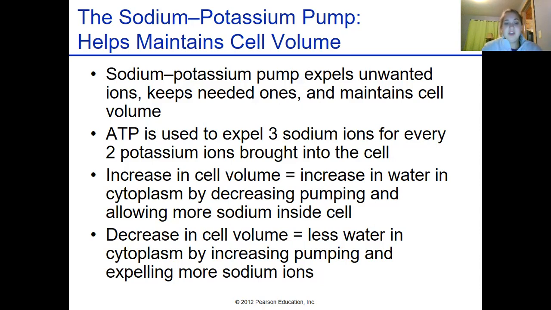There will be an increase in cell volume and an increase in water in the cytoplasm by decreasing pumping and allowing more sodium inside the cell. There will be a decrease in cell volume, and this is when there is less water in the cytoplasm, by increasing pumping and expelling more sodium ions. So it can work both ways.